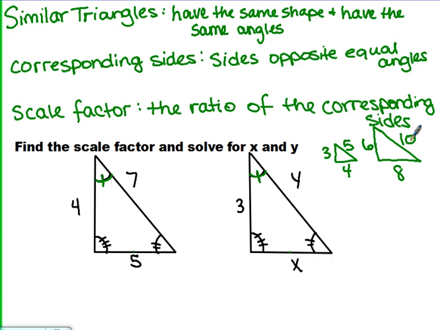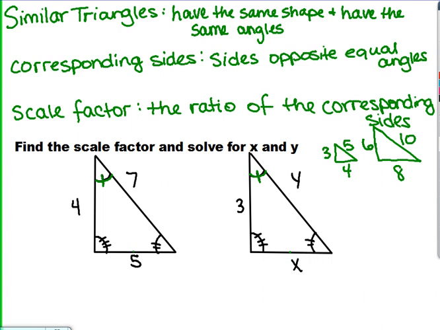And notice in the example I just gave you that the ratio is the same for every single side. So scale factor is the same throughout the entire triangle. It's not going to change from side to side. All right, we're going to look at this example down below. We're going to find the scale factor, and then we're going to solve for x and y. We're going to find the scale factor first, then we're going to solve for the missing side.